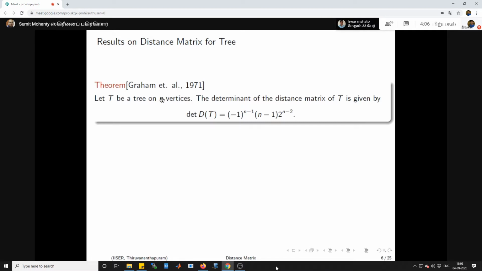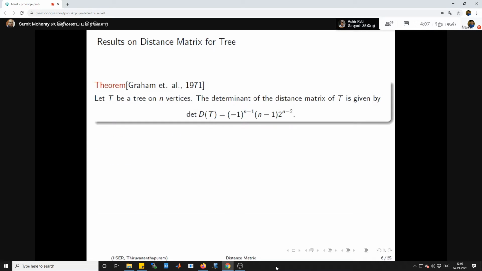It's a remarkable result because it doesn't depend on the structure. It only depends on the number of vertices, or you can say the number of edges, because in a tree there are n minus 1 edges. The determinant comes up depending only on that. The main result of that paper is something else, computing the characteristic polynomial of some matrix, but although this is a side result, it is much more prominent than the main result.